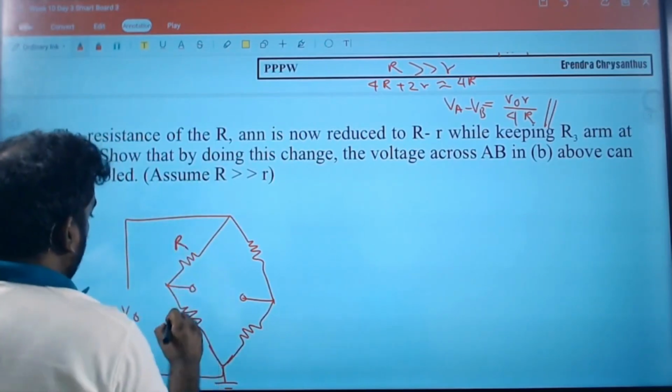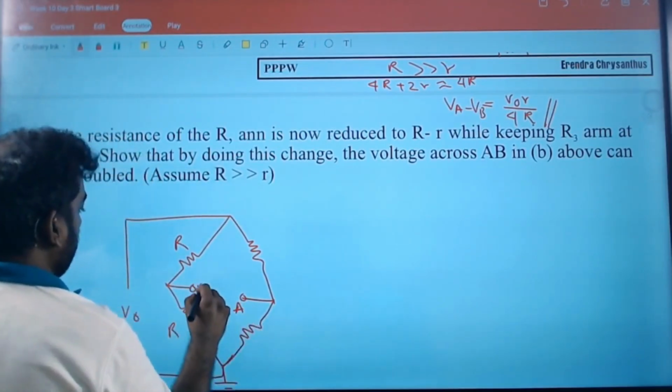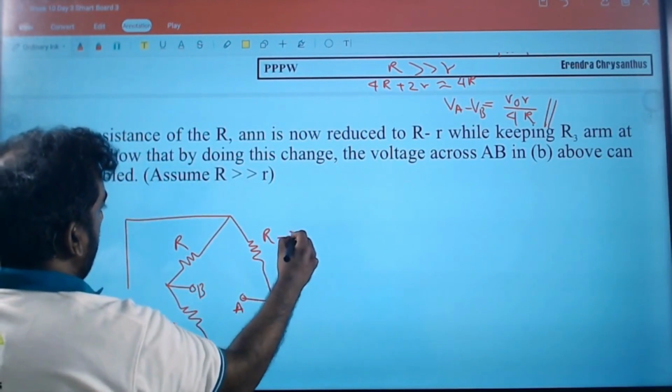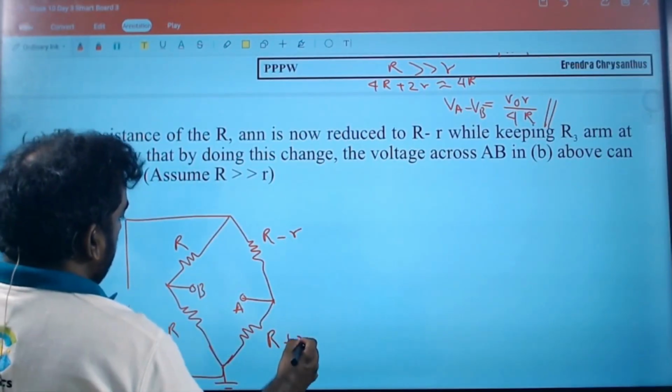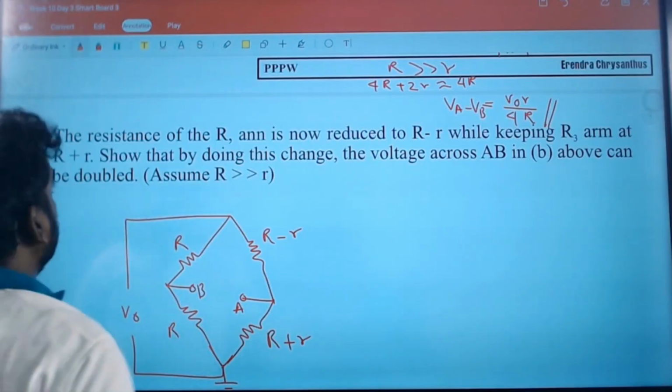Here R and R. Terminal A and B. R minus ΔR, R plus ΔR. So R2 is reduced to R minus ΔR. Now find the voltage across A and B.